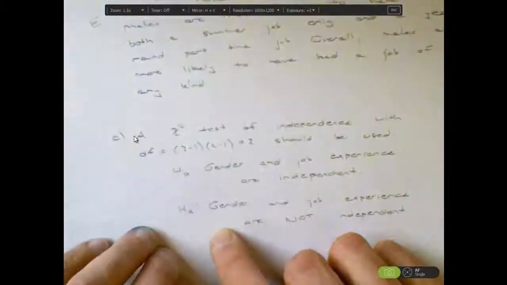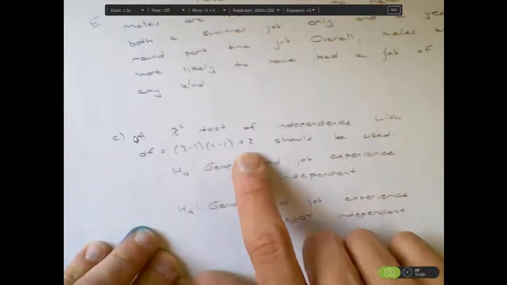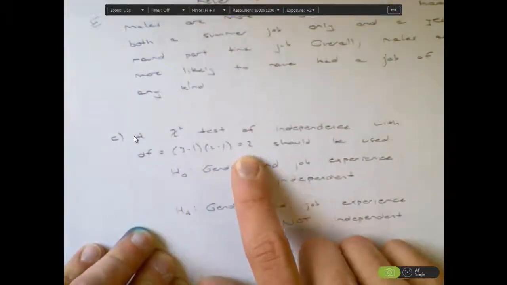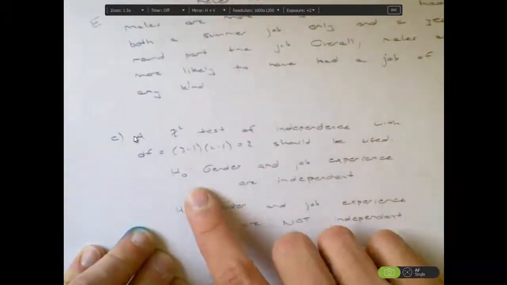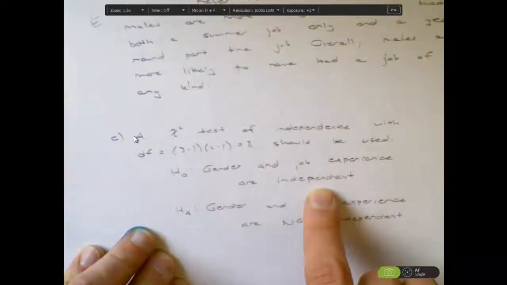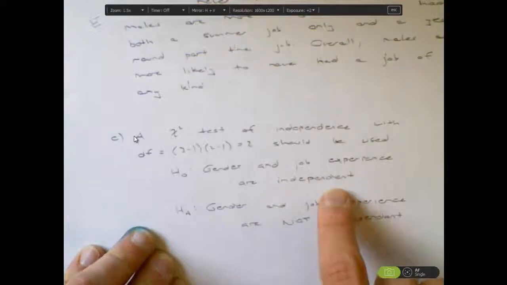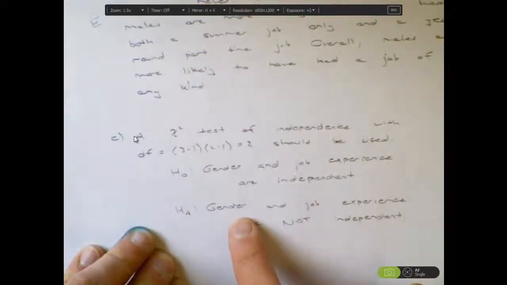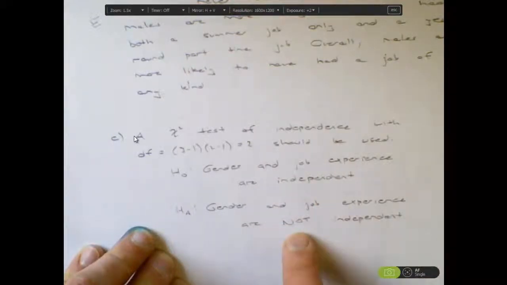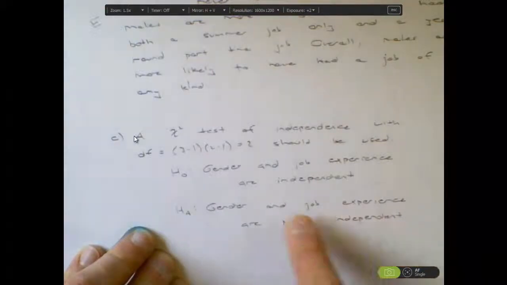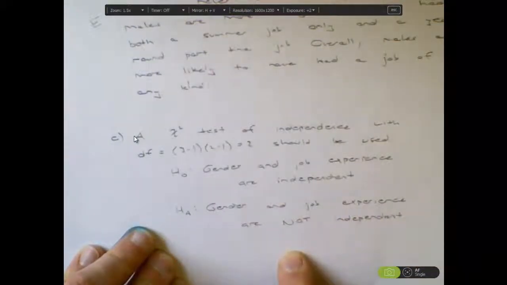So you'll notice here, I did a chi-square test of independence with degrees of freedom equal to 2. That's extraneous. I didn't need that. The null: gender and job experience are independent. You could have also said gender and job experience are not associated. The alternative: gender and job experience are not independent, or gender and job experience are associated. Okay, I have the correct null, I have the correct alternative, I have the correct name of the test.